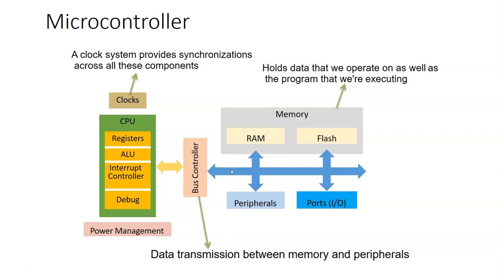Connected to this bus are also several peripherals, or special hardware circuits that support the operation of the system. Things like communications, timers, analog digital converters. And then, because these systems are very commonly used to interface with physical components in the outside world, there's some type of I/O, and we'll talk more about that in the coming lectures.